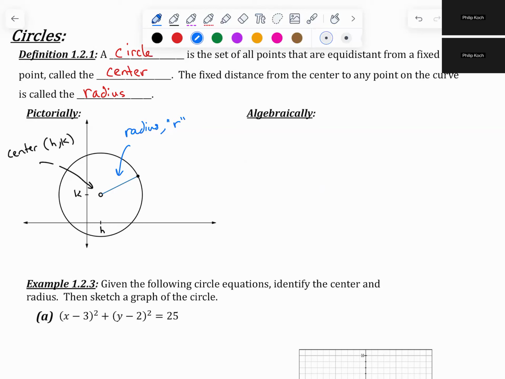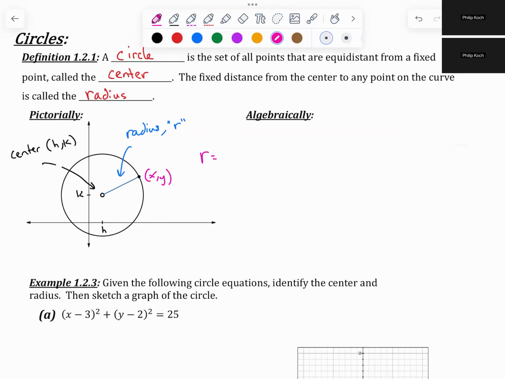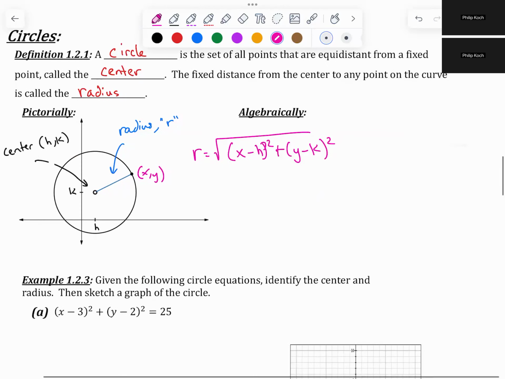So if I want to find all the points, this would be an arbitrary point x comma y. And this you should write down. The center is the point h, k. So the radius r is equal to the square root of x minus h quantity squared plus y minus k quantity squared. And so we can square both sides to find a formal equation for it.